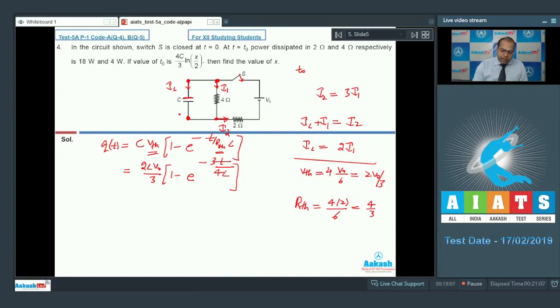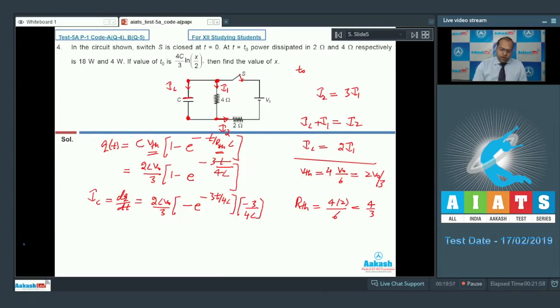So at that moment, if I calculate the current IC, that is equal to dq by dt. So that can be written as 2CV0 by 3. If I differentiate this, then it comes out to be minus e raised to the power minus 3t by 4C into minus 3 by 4C. So that is the value of the current in the capacitor.